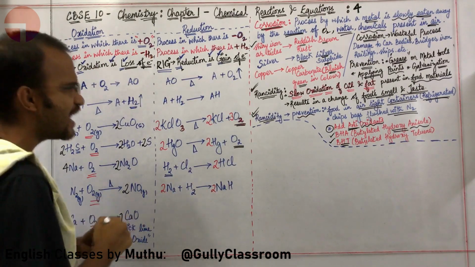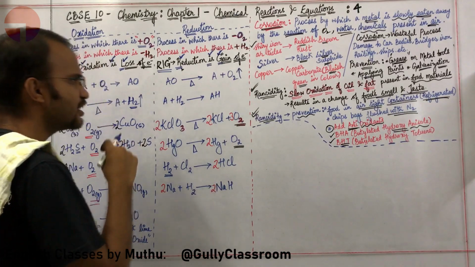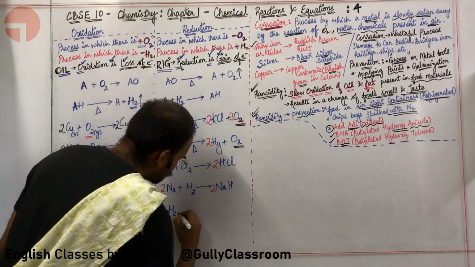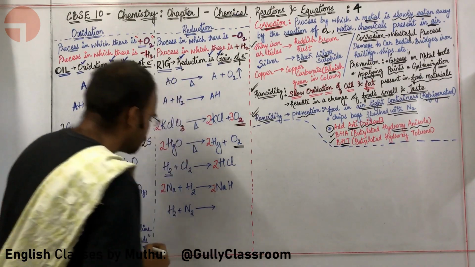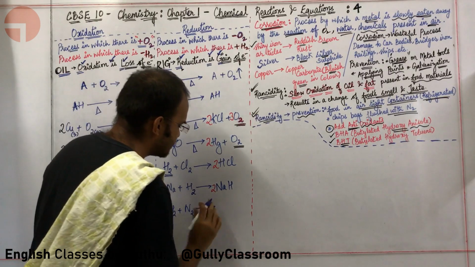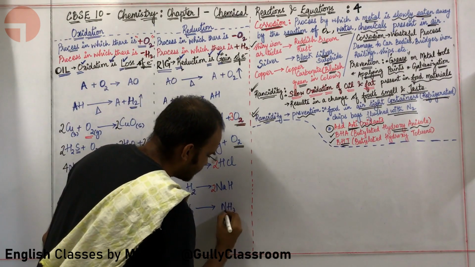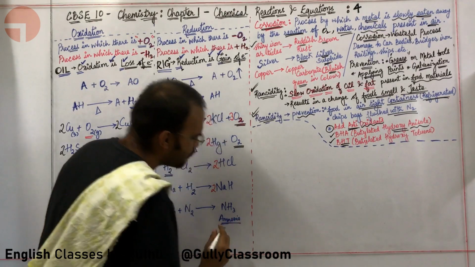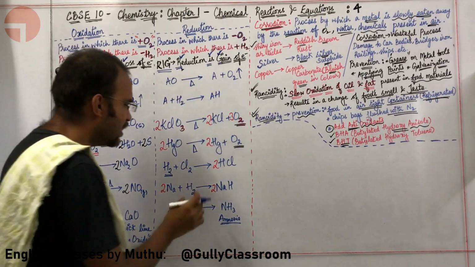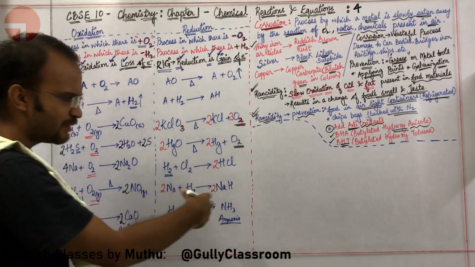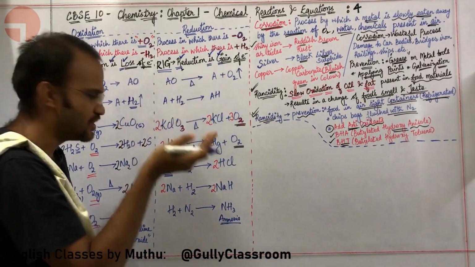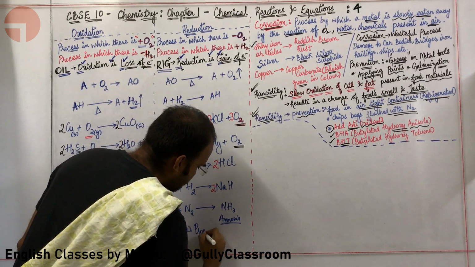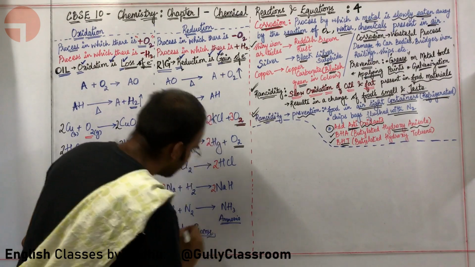Okay, sir. Give us a last reaction. Okay, what kind of reaction shall I give you? Can I give you a very famous reaction? Absolutely, sir. Let us go for Haber's process. Hydrogen and nitrogen combine to form NH3, ammonia. Ammonia is a very famous compound which is often used in fertilizers. This was invented by a German chemist called Haber, so they are calling this Haber's process.